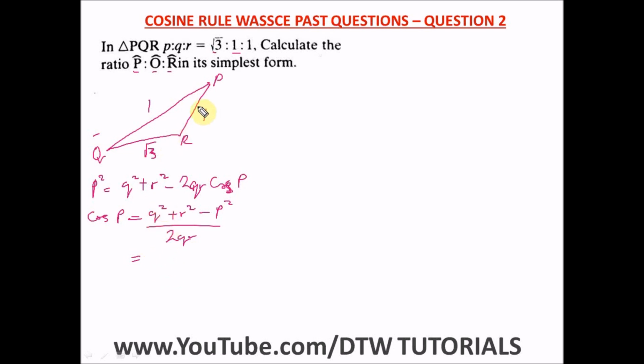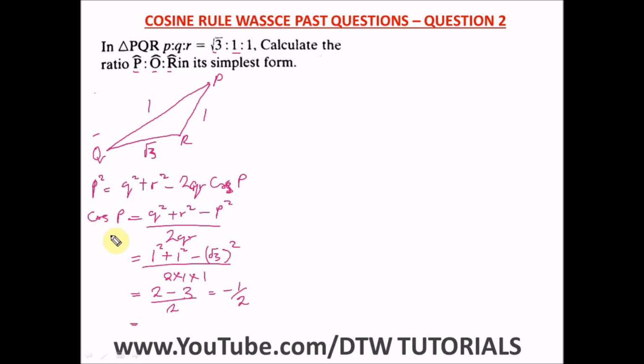So what is our q square? q is 1. The length q is 1. We have 1 square plus r, which is also 1, 1 square, minus p square, that's root 3 square, over 2 times 1 times 1. So 1 square plus 1 square is 2, minus, what is the square of root 3? The root will cancel, and we are going to have 3, divided by 2 times 1 times 1, which is still 2. So 2 minus 3 is equal to what? Minus 1 over 2.